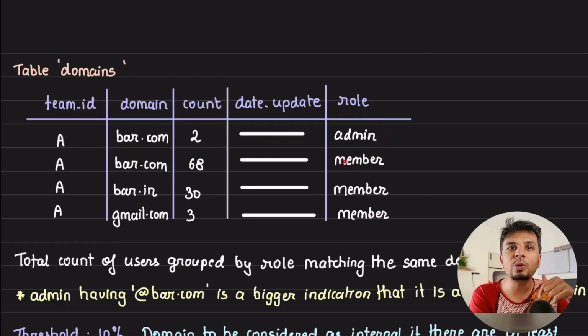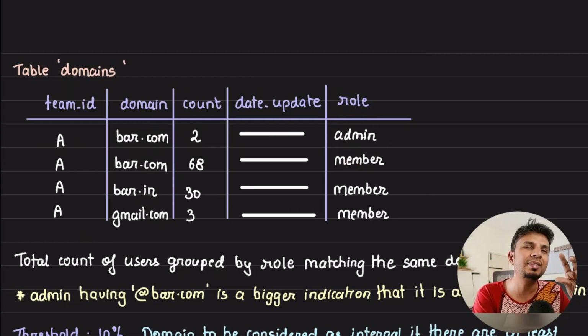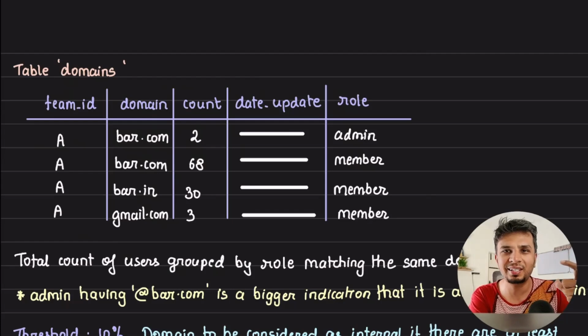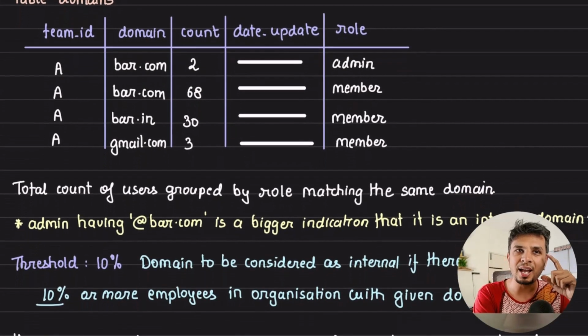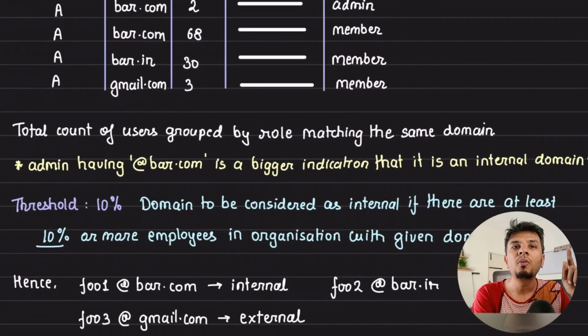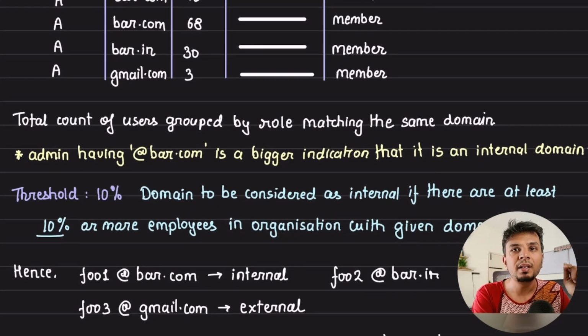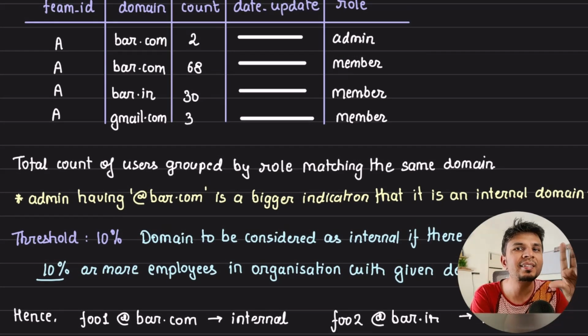Team A, bar.com has 68 people with role member. Now, why roles are segregated here, we will go into it. It's a very nice hack, a very nice heuristic that they derive through this. So the idea is, in this table, for every team that they have, they keep track of all of these aggregated statistics.